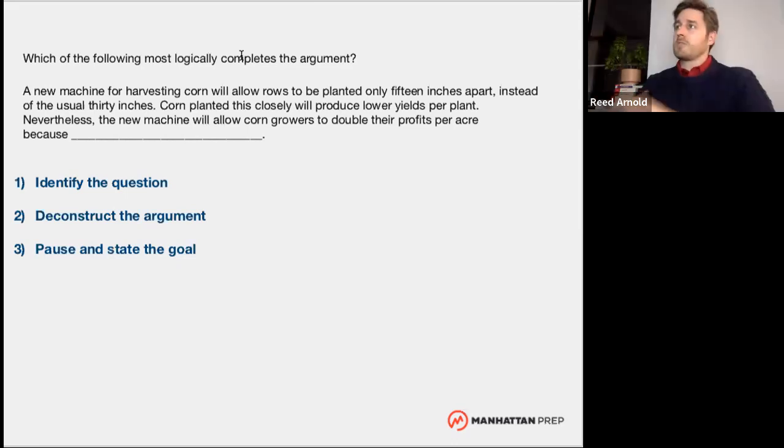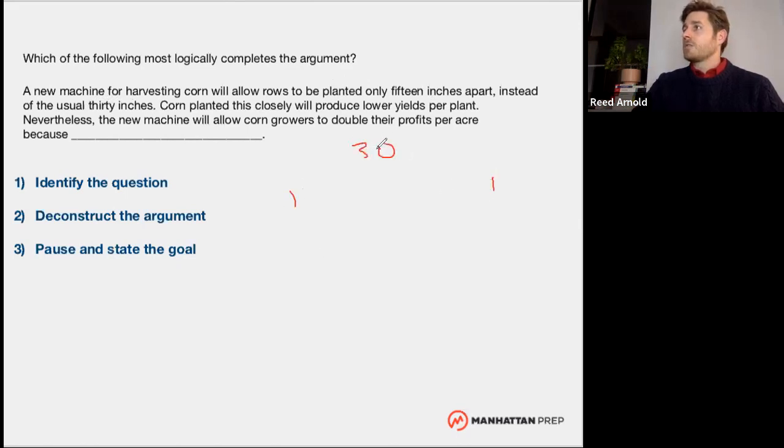Okay, so it's fill in the blank. We're going to deconstruct the argument. So there's a new machine that lets us harvest corn 15 inches apart instead of 30 inches apart. So they used to have to be 30 inches between. Now they can actually be 15. Okay. Corn planted this closely will produce lower yields per plant.